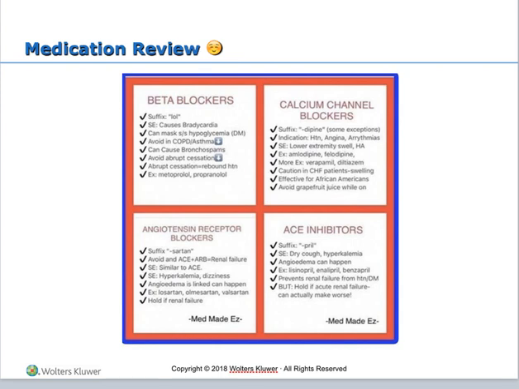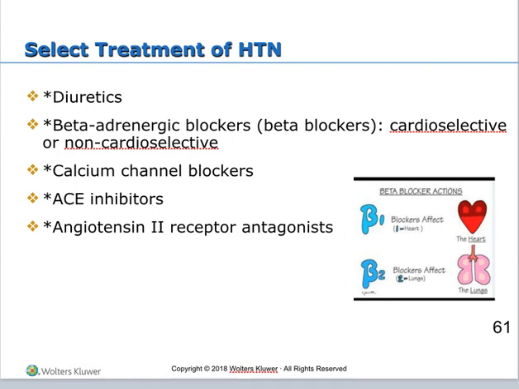So on this slide, I've got 4 classes, and I would take a look at this slide because it's got really good key point information to have at the forefront of your mind, and I'm going to talk about each of these on a separate slide. So what I'm going to talk about are select treatments specifically for hypertension, and a lot of these carry over into post-MI care because we want good blood pressure control.